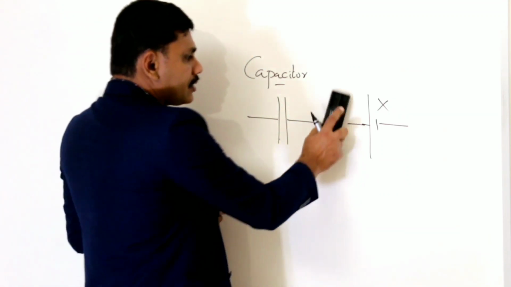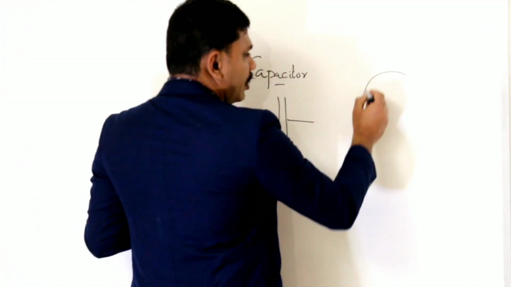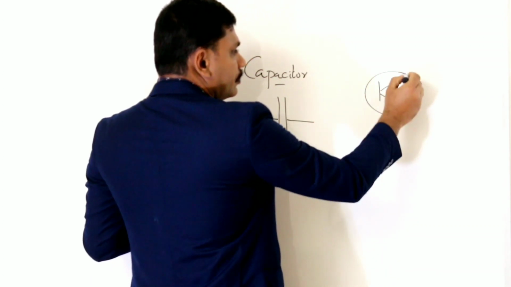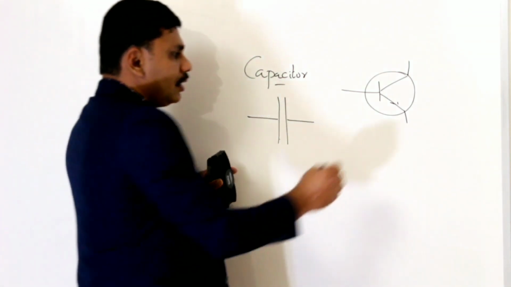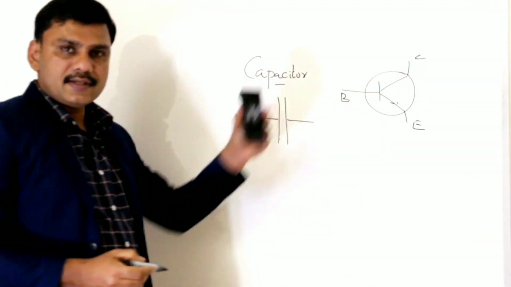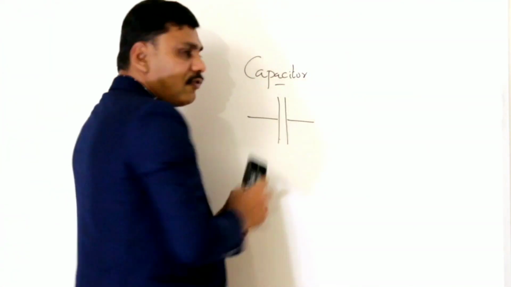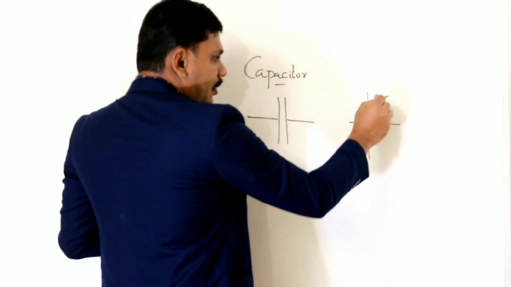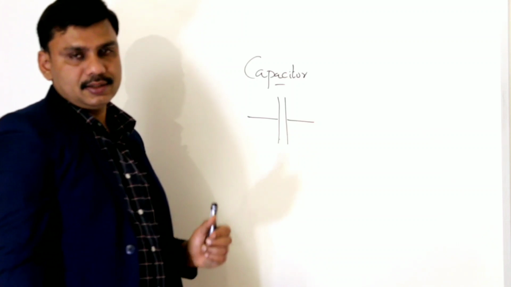So in the transistor, I forgot to explain the symbol of a transistor. The symbol of the transistor is like this. This is emitter, base, collector. This is the symbol of a transistor. And this is the symbol of a capacitor. If you are drawing like this, this is wrong. The two lines should have the same length.